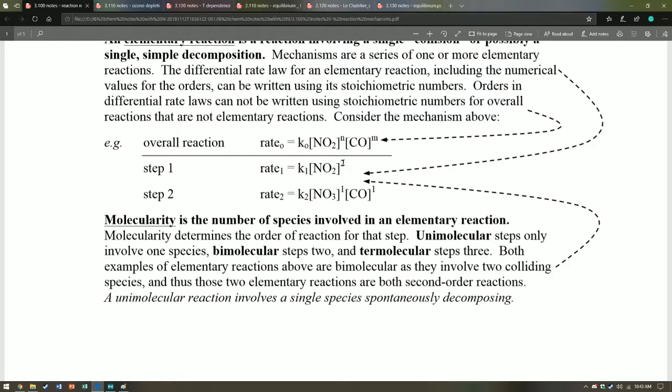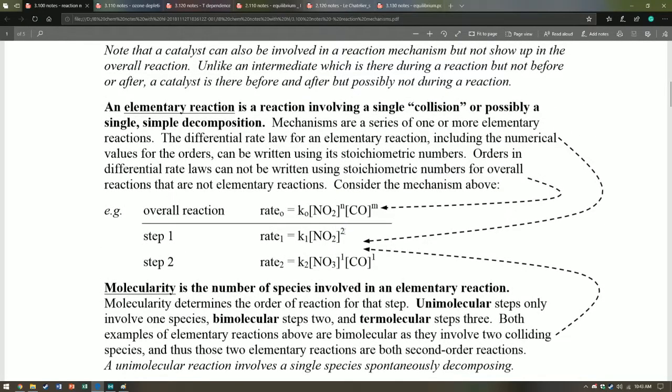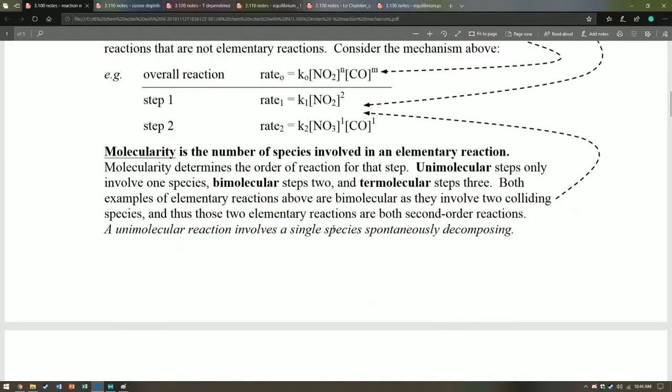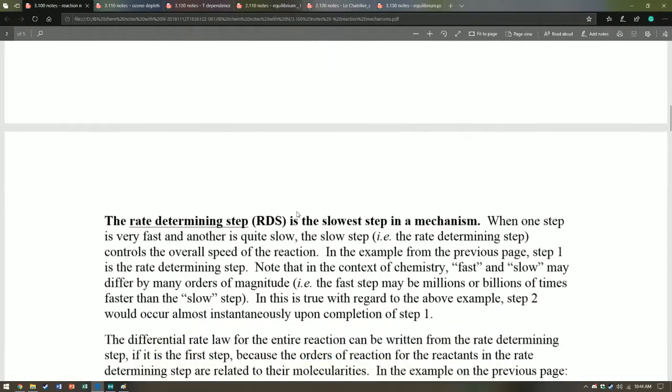So this 2 here isn't coincidental, and when we determine this experimentally, what we mean is that you need two NO2 particles to collide. You need two NO2 molecules, or the reaction involves two NO2 molecules proceeding via some elementary step. That is what the order tells us. And a unimolecular reaction would just involve something decomposing. So that's that there.